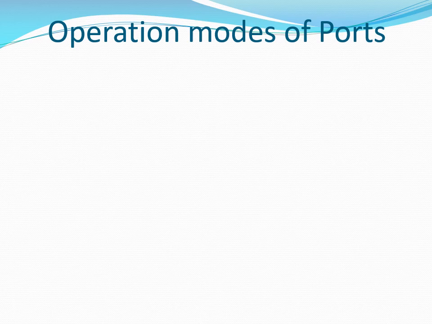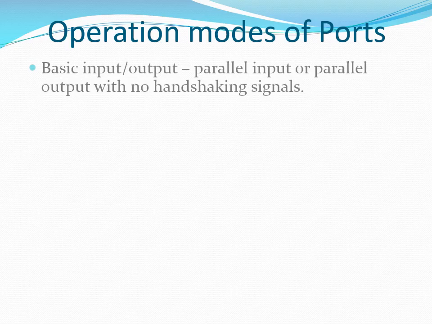There are 4 operation modes of ports. These are basic input-output mode. In this mode, a port operates as either a parallel input port or a parallel output port. When a port operates as a parallel port, data is exchanged in parallel form between the port and an I/O device. This means that the data is transferred as bytes or as such other units that are made up of a number of bits. There are no handshaking signals in basic input-output mode.